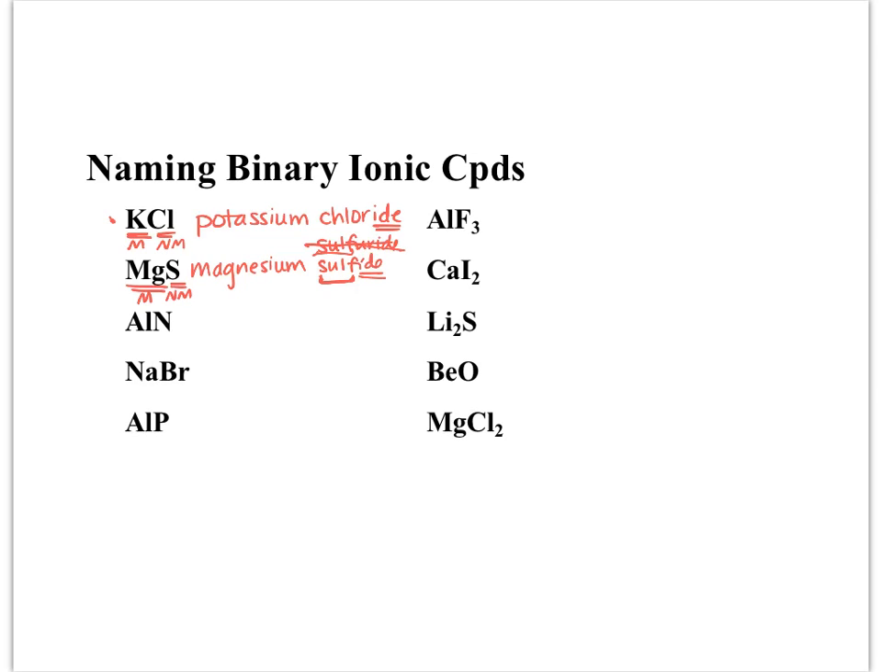So the next one here, we have aluminum and we have nitrogen. So first name, aluminum. Now the last name, we're going to use the nitrogen, but we want to change the ending to "ide," and we want to just use the first syllable of nitrogen. So this is going to be nitride, okay, not nitrogenide, just nitride.